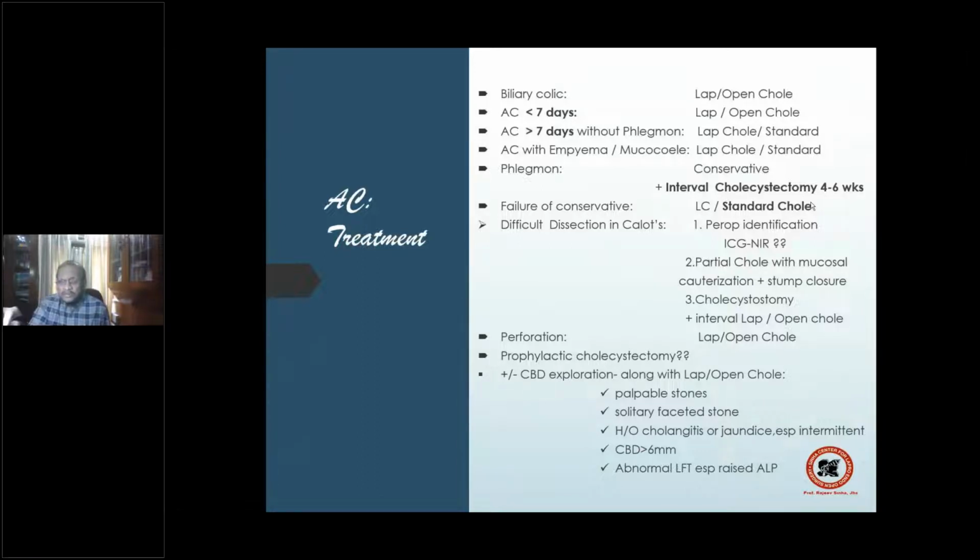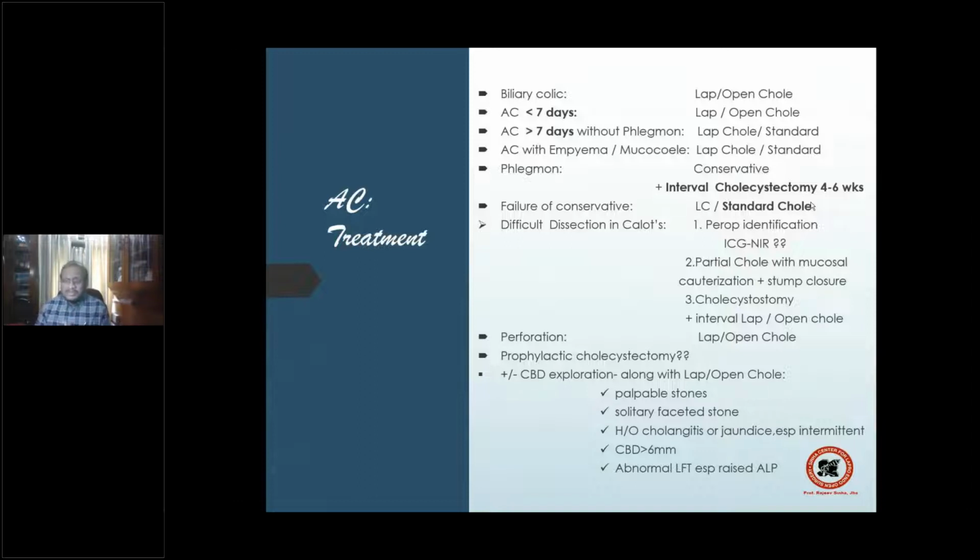So that tube is going to keep on draining whatever gets accumulated inside the gallbladder. So failure of conservative therapy, if possible, go ahead and do a cholecystectomy. Again, option is laparoscopic or standard. Number two, cholecystotomy. Number three, cholecystostomy. Number four, another important option available is a partial cholecystectomy.